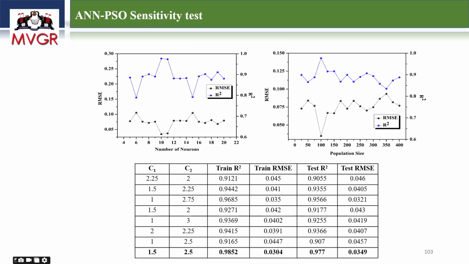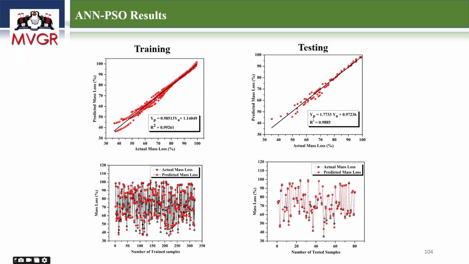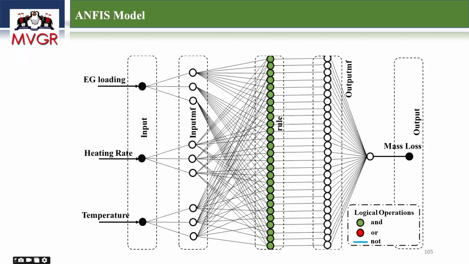We are conducting the sensitivity analysis. Particle swarm optimization was already discussed. There are some sensitivity parameters: the number of hidden neurons, the cognitive coefficient C1 value, the social coefficient C2 value, and population size. After conducting all these, we finally get the best model, and with this best model we can predict the TGA data.